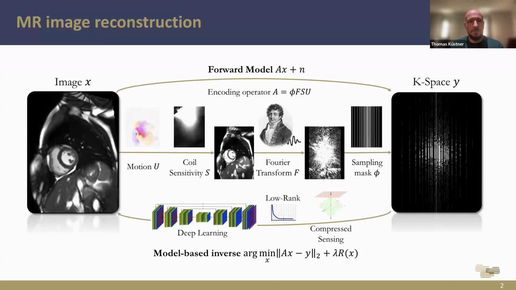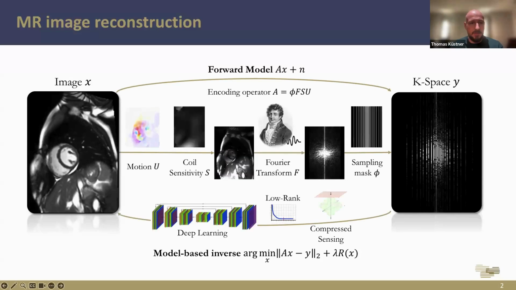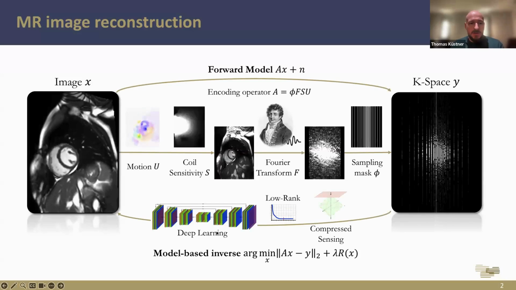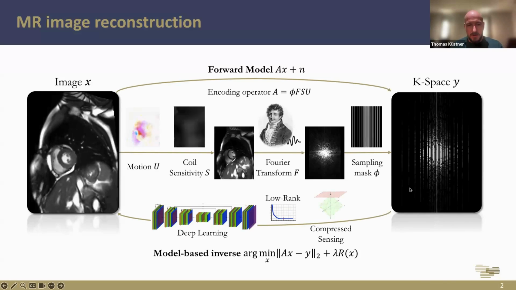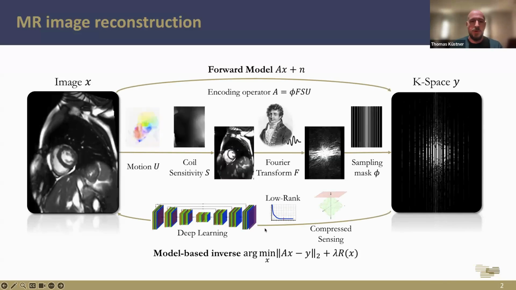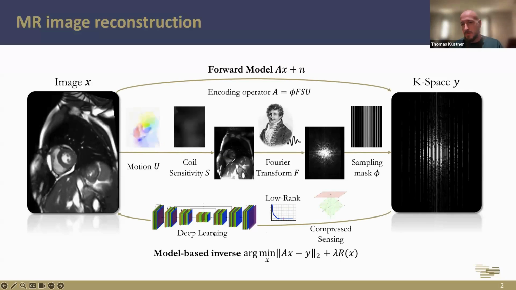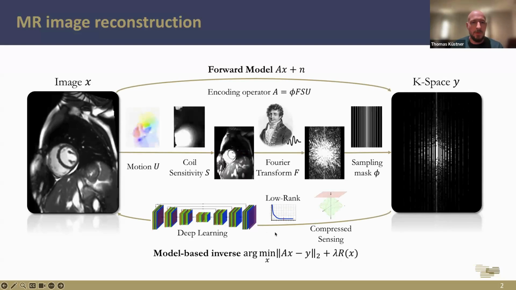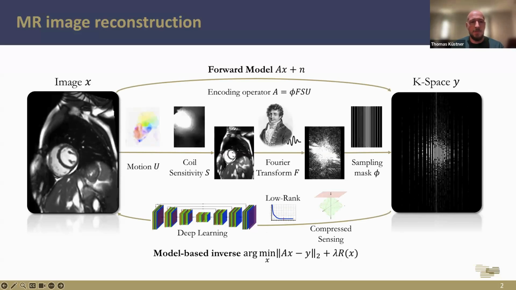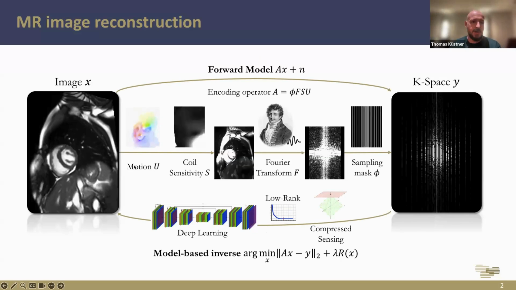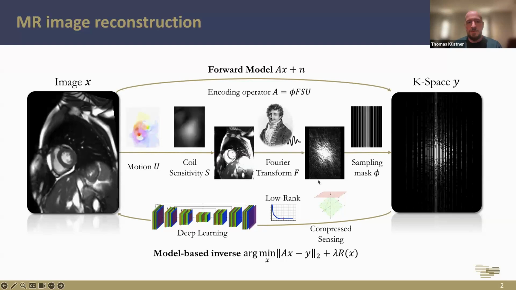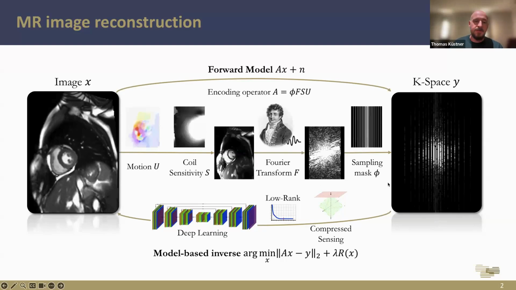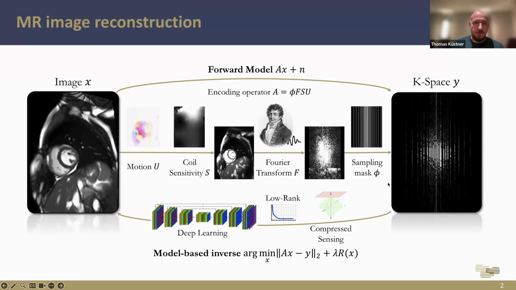Considering that we are acquiring our undersampled k-space data, we want to come back to our image. Obviously, this means you have different solutions at your disposal: compressed sensing, low rank, and deep learning-based methods. What they all have in common is solving the linear inverse problem. This linear inverse problem entails a forward encoding operator that can be comprised, depending on your imaging application, of motion, coil sensitivity maps, Fourier transformation, and obviously the underlying sampling that you have chosen.